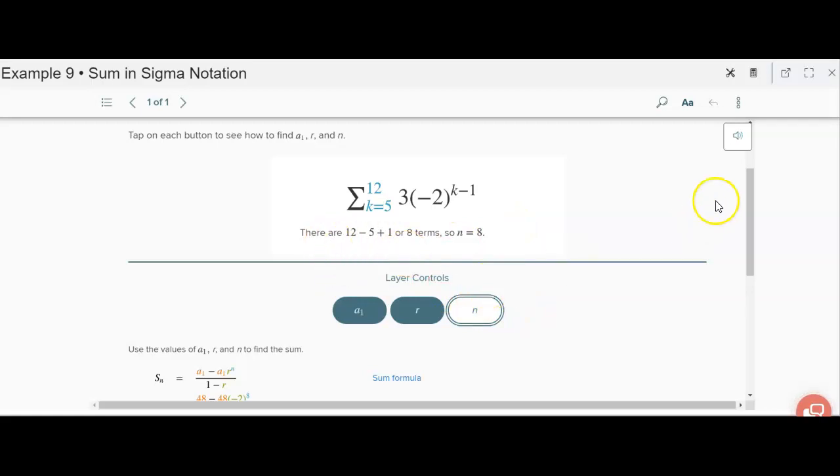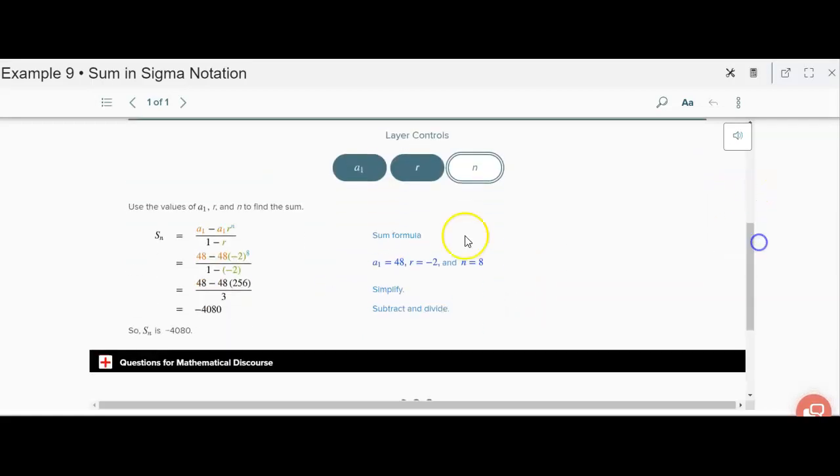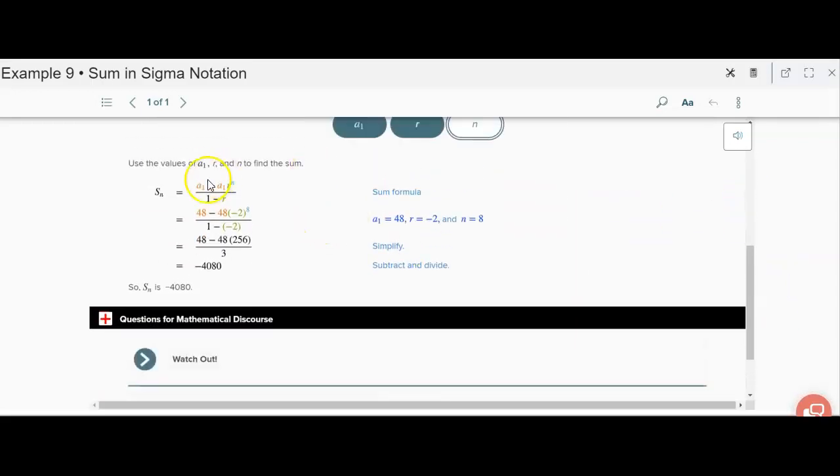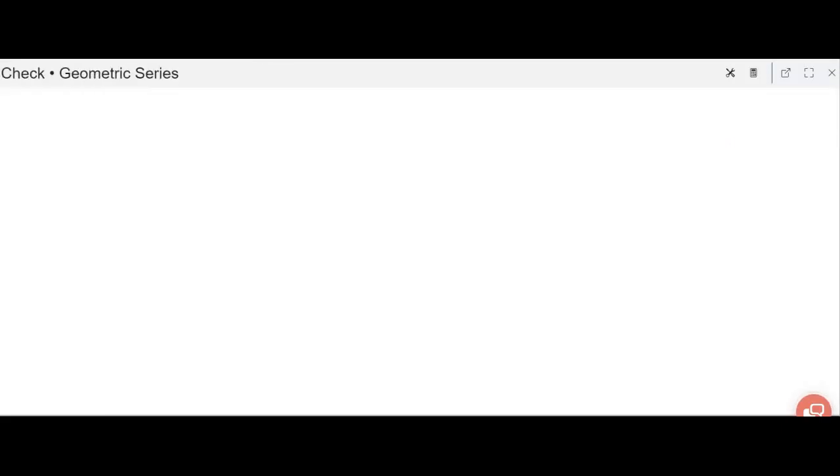So now we have A1, we have R, we have N. Plug those in, and then again, calculator, and the sum of those 8 terms would be negative 4080, which is a lot easier. If we can figure those values out, it's a lot easier than plugging in 5, then 6, then 7, then 8, and all of those and adding them up. So if we can just figure out the values we need here, then the sum of those terms will be negative 4080. And that is really all we have for the second part.